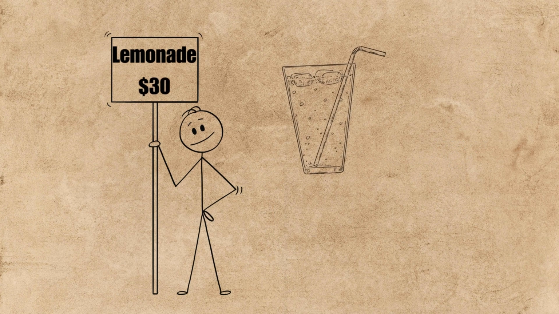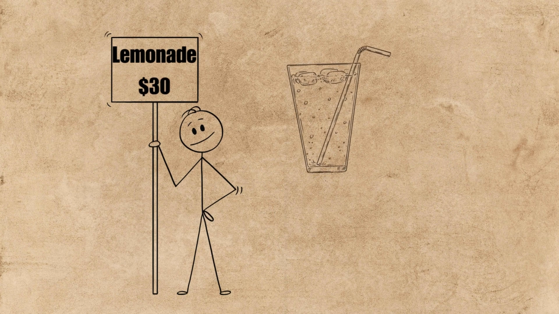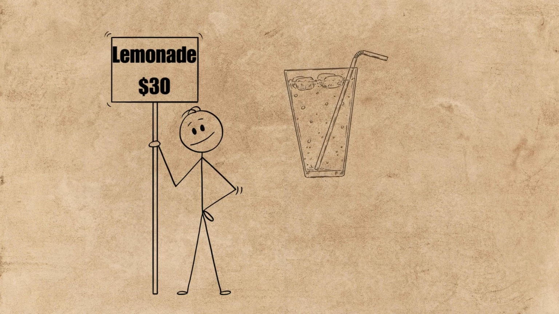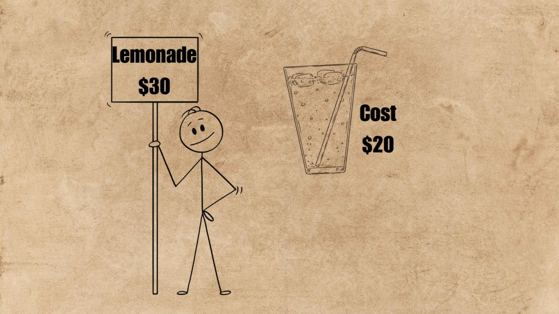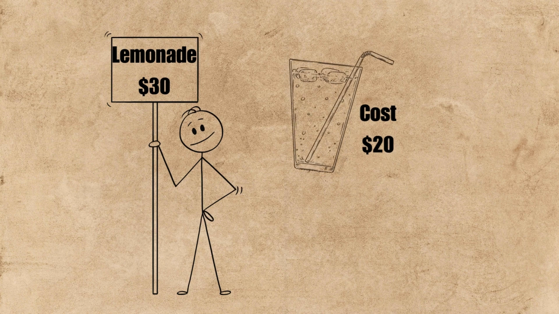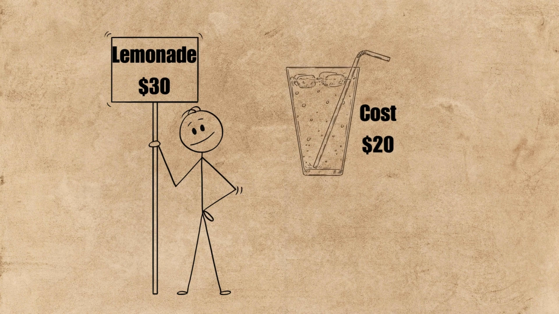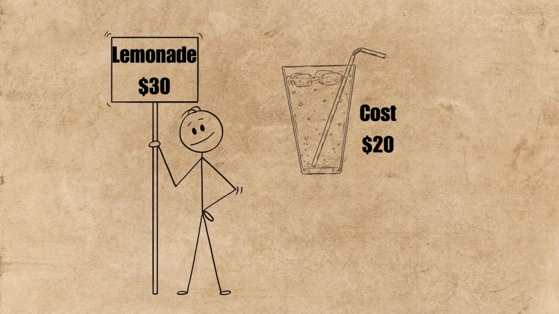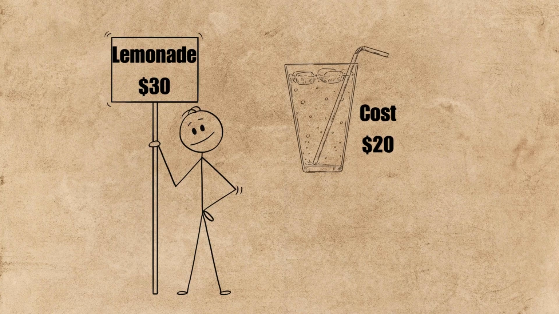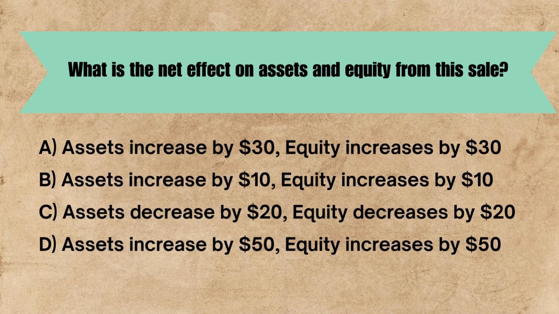So back to Alex. Now, Alex sells lemonade for $30 cash, some expensive lemonade, and the cost to make that lemonade costs him $20 per cup. Let's say he sells one glass of lemonade in exchange for $30 cash. Let's think again about how this will affect the accounting equation with our new expanded model when we now have the revenues and expenses. So here's the question. What is the net effect on assets and equity from this sale?